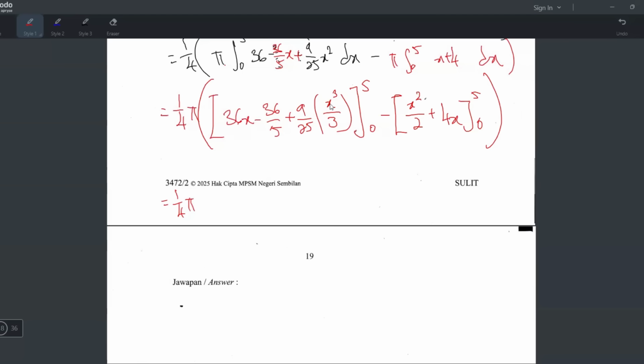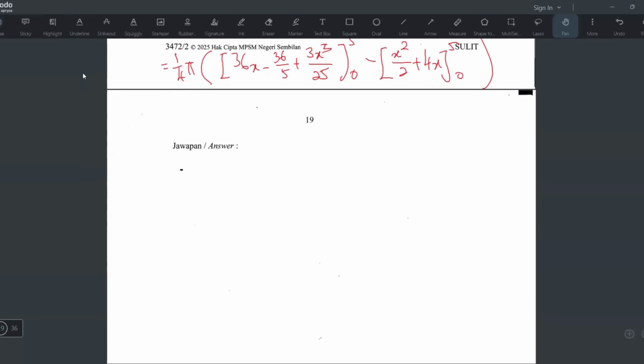And then, okay, inside if we can, simplify first. So I realize this one can be multiplied, right? Top multiply top, bottom multiply bottom. Okay. So it will become bracket 36x minus 36 over 5 plus, okay, 9 and 3 can cut, left with 3. So it will be 3x power 3 over 25. And then close the bracket, 5, 0. Minus, okay, this one really cannot simplify already. So can sub, right? Okay, but I don't want to sub first, because I want to do it together with this. Okay, like that. Alright, so now I will sub.